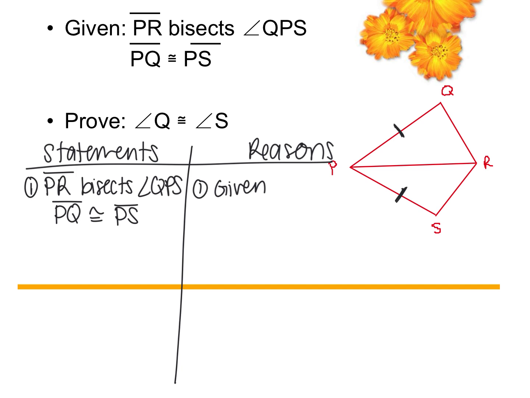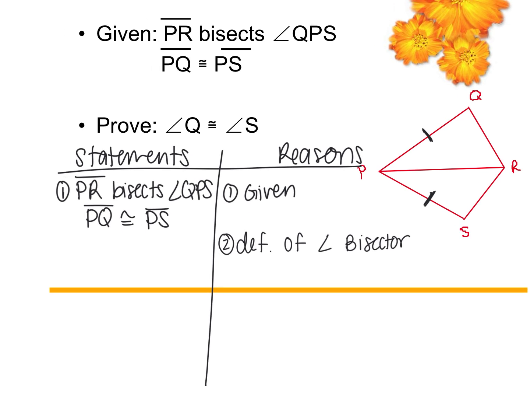What am I going to do next? What can I also prove? Keep in mind the first one says the word bisect. A segment bisects an angle. What would most likely go next? Definition of... good. So 2, I'm going to have definition of, we're dealing with angles, so I'm going to put angle bisector.